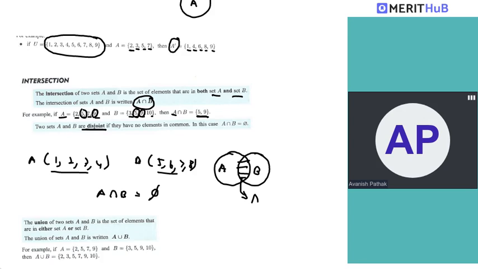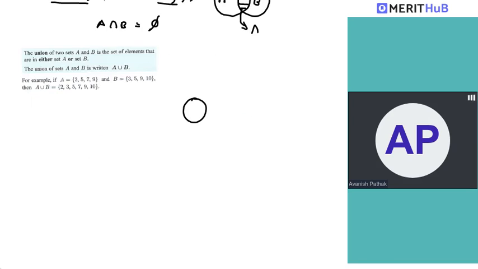So the union of two sets A and B is the set of elements in either set A or set B. The union of A and B is written as A ∪ B. That means we are talking about everything in A and B, and this is written with the union symbol. So that's the representation of union.